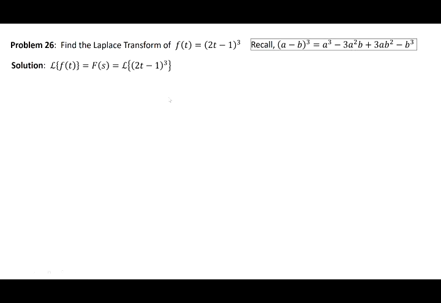You apply that (a − b) cubed to this, and this expands out to 8t³ − 12t² + 6t − 1.